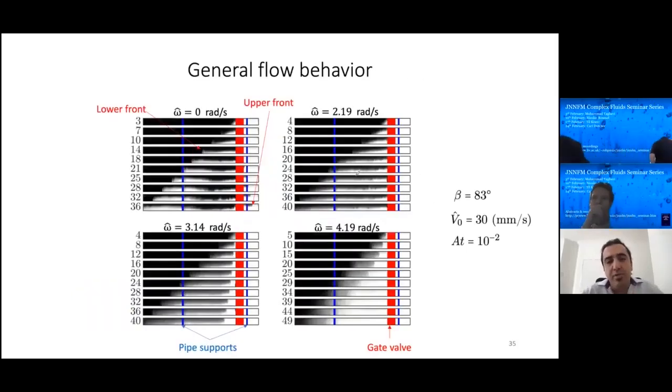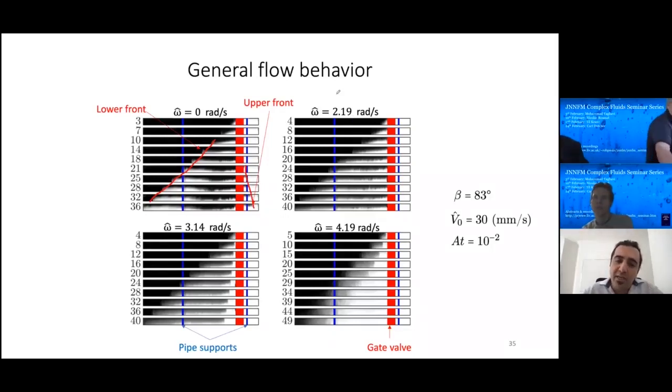Let's jump into the results in terms of the general flow behaviors. In the absence of rotation, what we observe is that as the gate valve is opened, the heavy fluid slumps underneath the light fluid, the lower front moves downward, and a counter-current flow is observed. If you look carefully, you can also see the upper front moving upward.